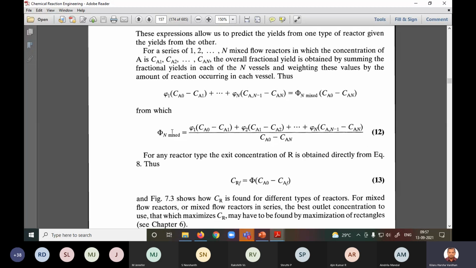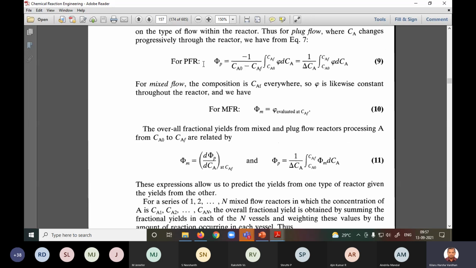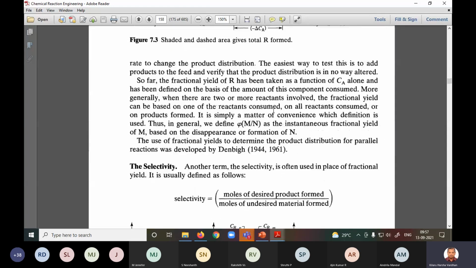This formula is important when you have different reactors in series. These two are very important for plug flow and mixed flow. And if you want to convert from one form to the other, this particular relation is essential. Remember, for a PFR you get an integral, and for an MFR you won't get that integral. That is the basic thing. For this, you need to calculate the instantaneous yield, and that is what we will do in the problem.